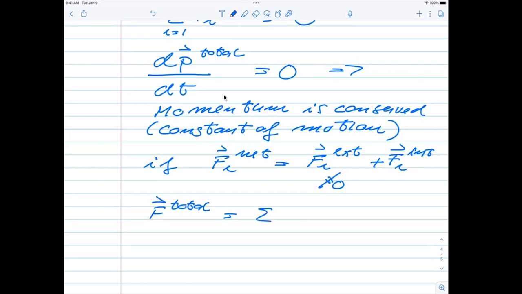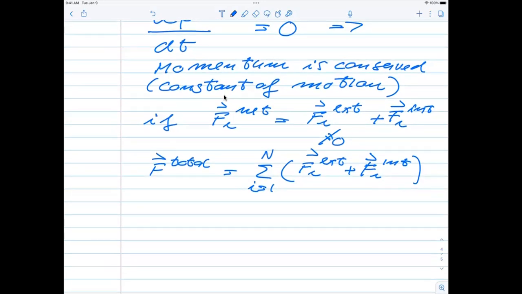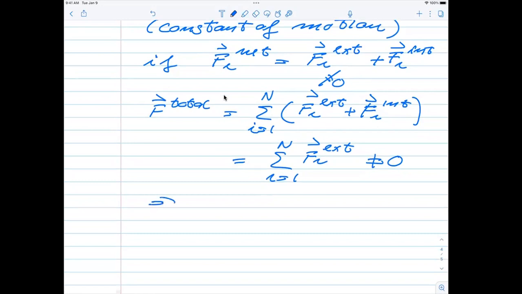is now the sum over all the particles or objects which we have, and that's going to contain an F_i external plus the F_i internal. And we know that the sum over the internal forces is equal to 0, but this becomes equal to simply the sum over the external forces which act on each object. And that is different from 0, and that means again that the total linear momentum is not a constant of the motion.